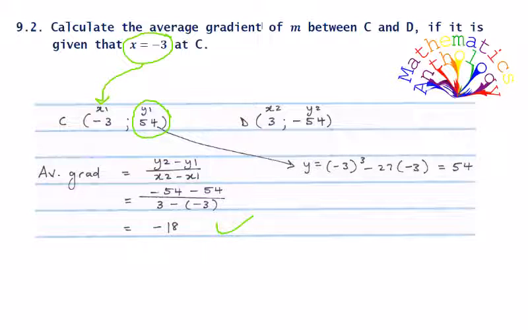So I need to calculate the y value there for my C coordinate. I do this by taking the -3 given to me and substituting that into the original equation that I have now for m, and I'll get a y answer of 54. So my coordinate at C stands at (-3, 54). With x1, y1, x2, y2, I use my average gradient formula, y2 minus y1 over x2 minus x1. Substitute all of that, and my average gradient will work out to be -18.